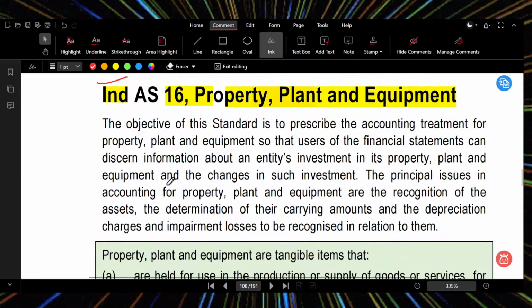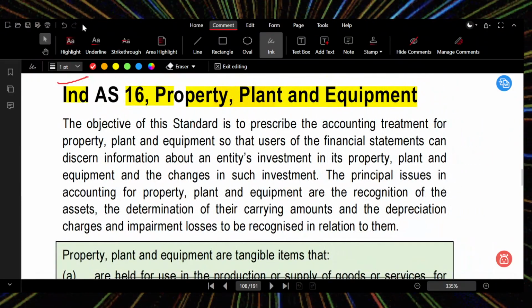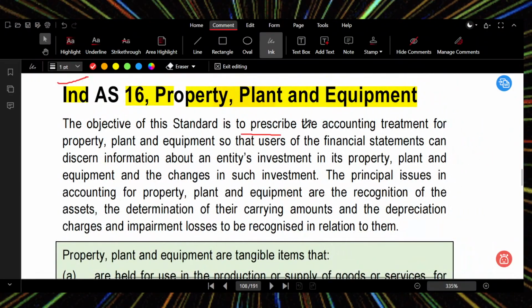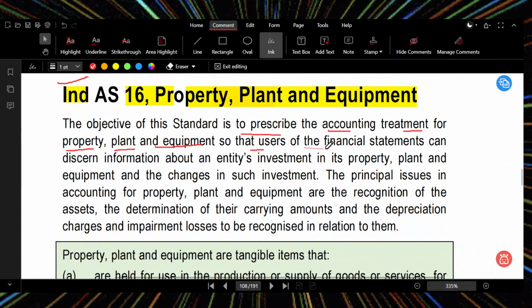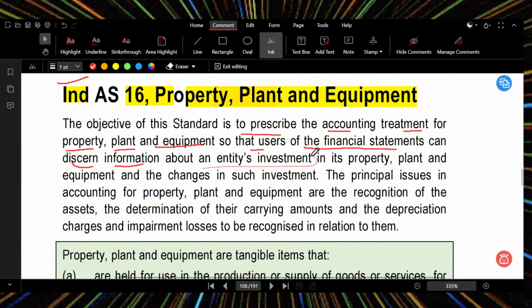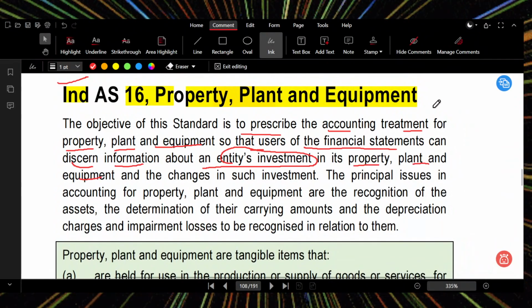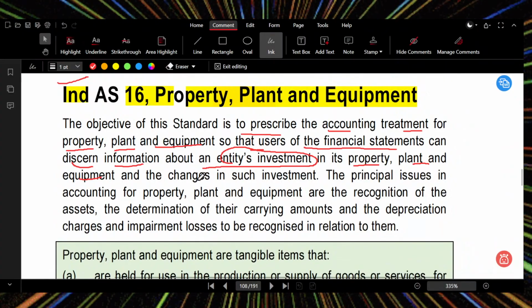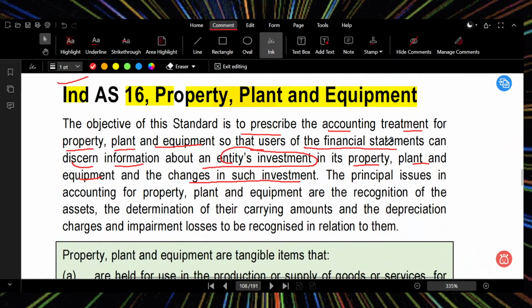The objective of the standard is to prescribe the accounting treatment for property, plant, and equipment, so that users of the financial statements can get information about the entity's investment in property, plant, and equipment. So how they invest in plant, property, equipment, and how that investment has changed. To get this information, the end user uses this standard.